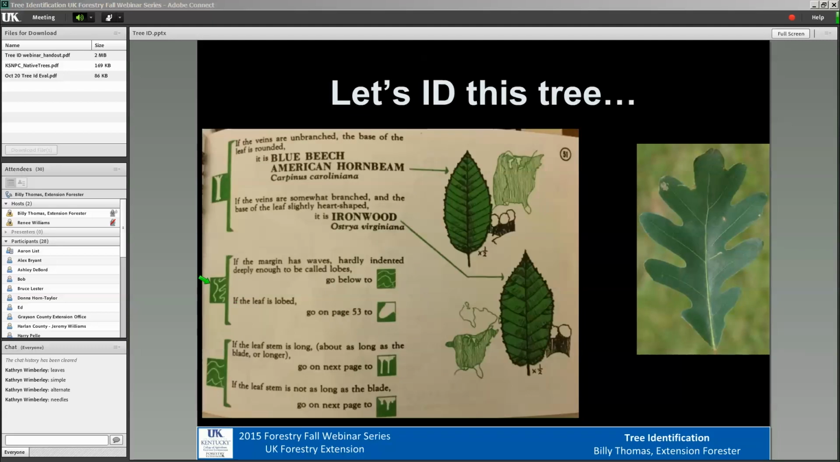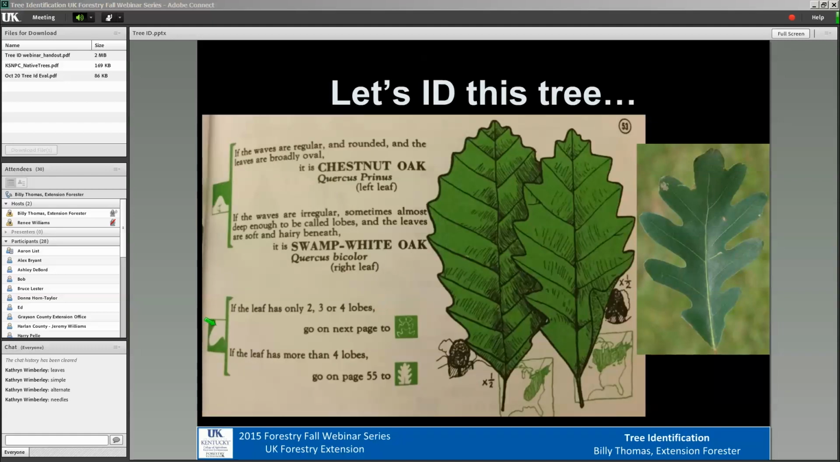And that brings us to this symbol here on this page. If the margin has waves hardly indented or deeply enough to be called lobes, or if the leaf is lobed. I think we would all agree that this is lobes. So we've got multiple lobes here. So if it's lobed, we're going to go on to page 53 and look for that symbol.